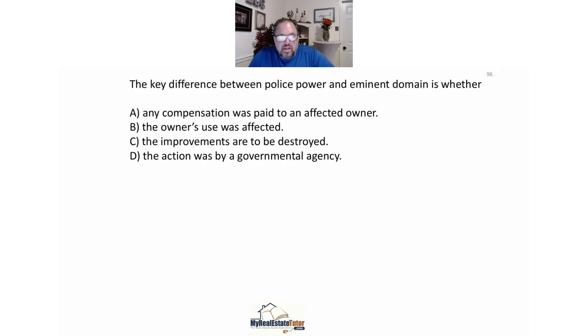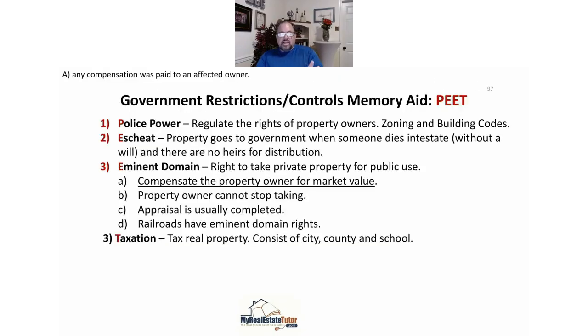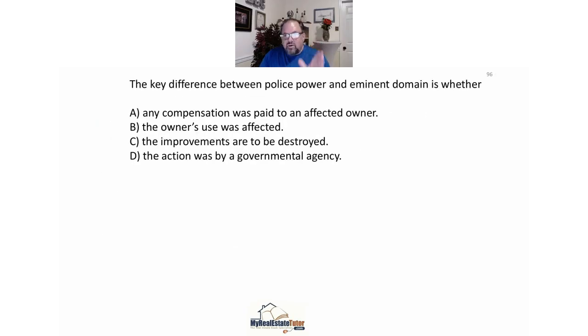Okay. All right. The key difference between police power and eminent domain. This falls under the government controls or government's job role or government's duties within the real estate industry. So let's look at this real quick. Remember, government restrictions. I like this memory aid called PEET, P-E-E-T. That's police power, escheat, eminent domain, and taxation, all of which the government has controls in the real estate industry. Okay. Now, what is the difference? The question is the difference between police power and eminent domain.